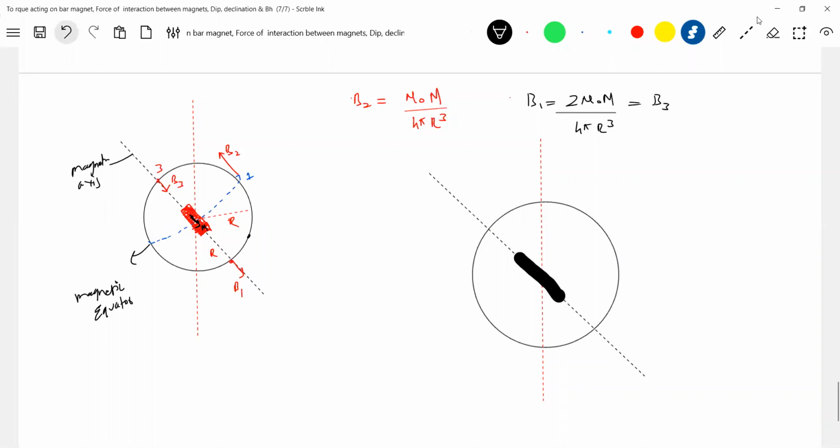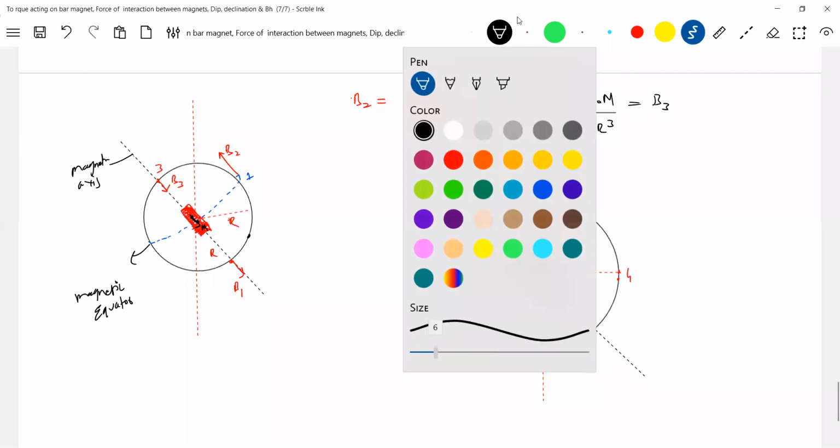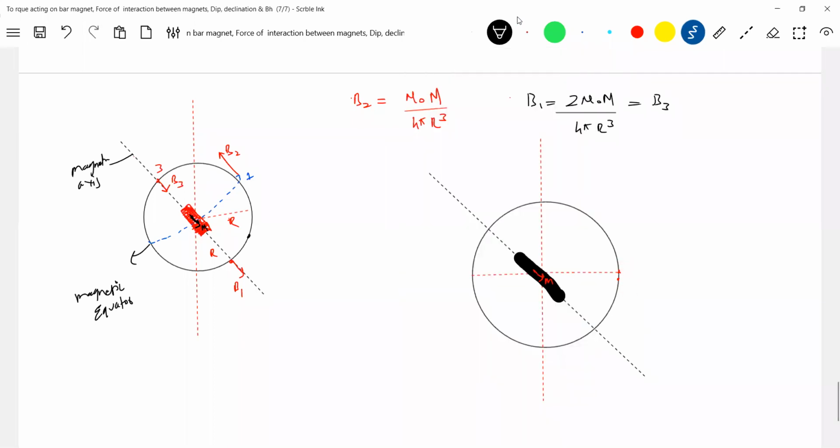There's a bar magnet. Where is the arbitrary point? I'll pick it up here, on the geographical equator. What about point 4? Point 4 is here. Already 1, 2, 3 we have seen. So this is the geographic equator.